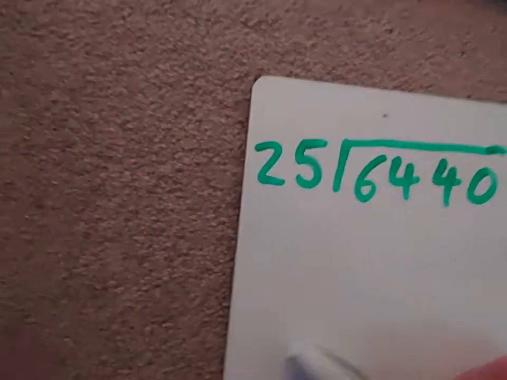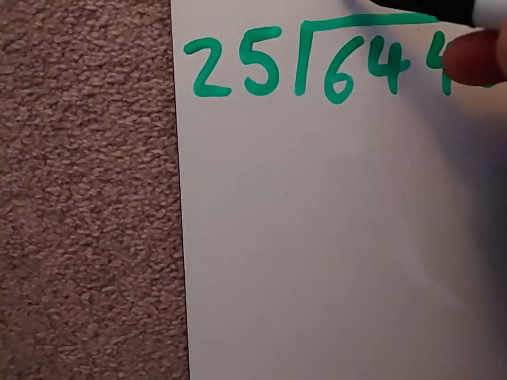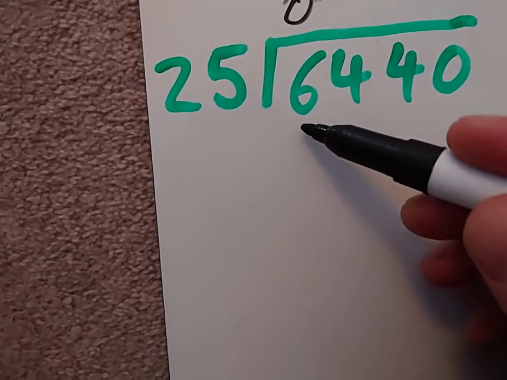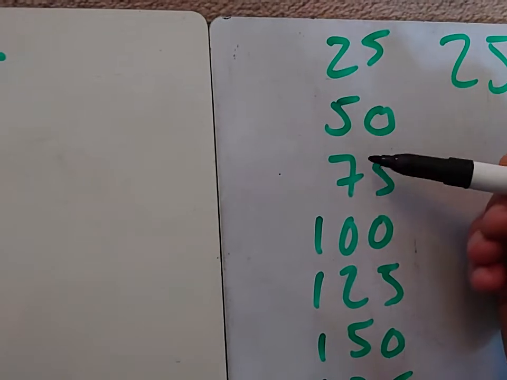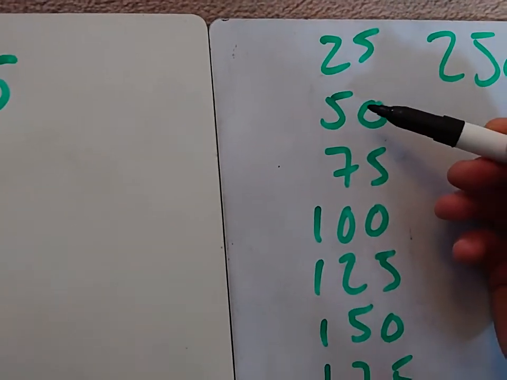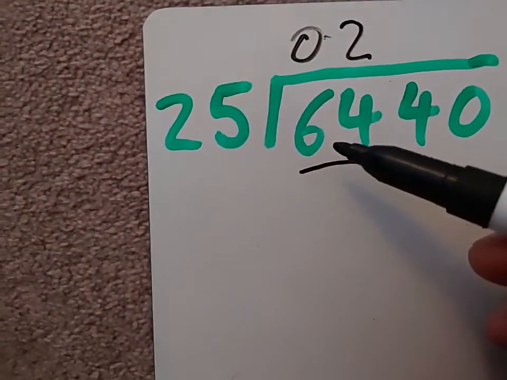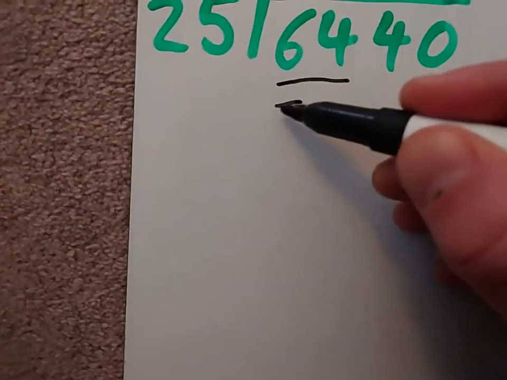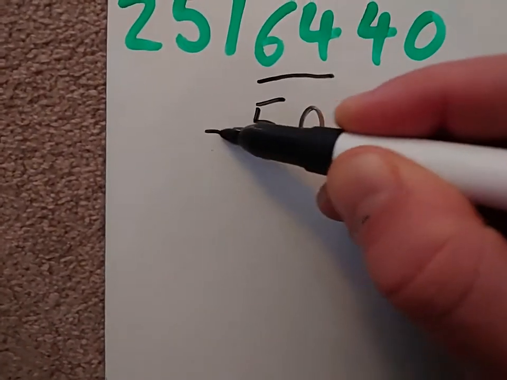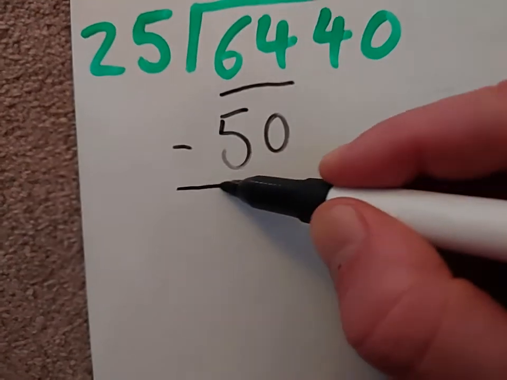And the first thing I do is I go one by one. How many times does 25 fit into 6? 0. Dead easy. So how many times does 25 go into 64? Once, twice, 3 times is too big, so it's twice. Goes into 64 twice. But remember, I didn't get as far as 64. I only actually got as far as 50. So I take these away to find out what my remainder is, and my remainder is 14.